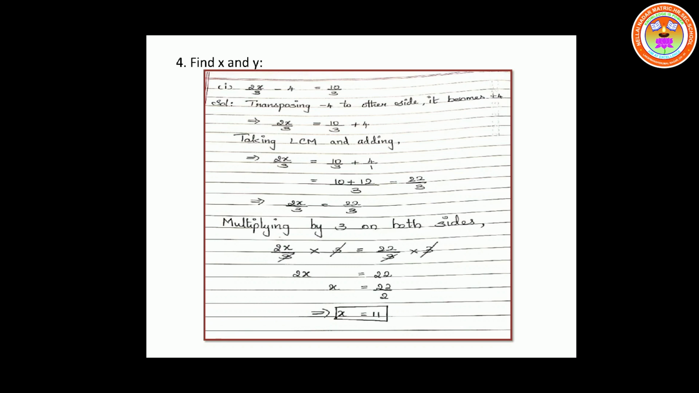Now 2x by 3 is equal to 22 by 3. Here I have to eliminate the 3, so I am going to multiply by 3 on both sides. In the equation it is divided by 3, so if I multiply by 3, the 3 in the numerator and the 3 in the denominator get cancelled. So 2x by 3 into 3 is equal to 22 by 3 into 3. The 3s cancel on both the LHS and RHS, leaving 2x is equal to 22.